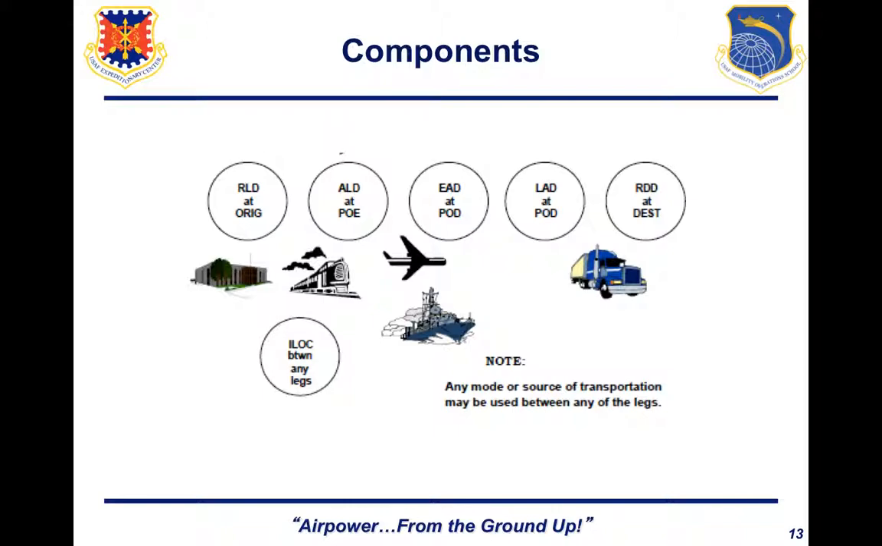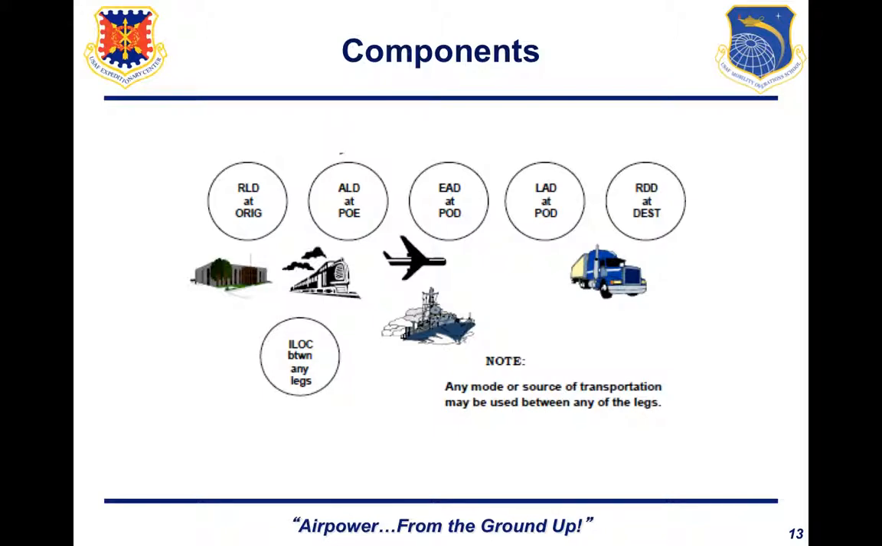For those of you that like to use pictures versus just data, this gives the exact same thing that we just talked about. The RLD at the origin, the ALD at the point of embarkation, and the EAD-LAD window is at the port of debarkation, or the POD, and the RDD is at the destination.